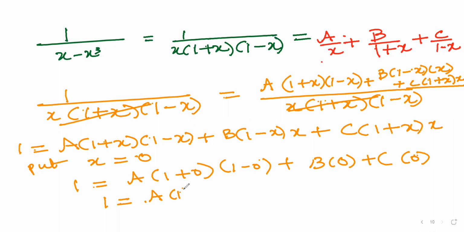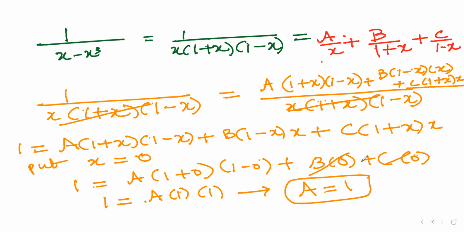So 1 is equal to A into 1 plus 0, which is 1, into 1 minus 0, which is also 1. The other terms are gone, anything into 0 is 0. So A into 1 is A, and 1 into 1 is 1. So A is equal to 1. Yes, I got my value of coefficient A.